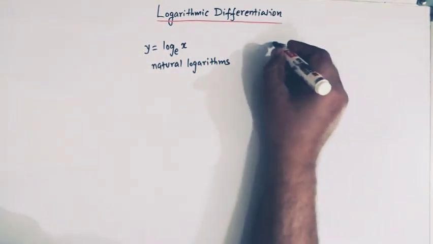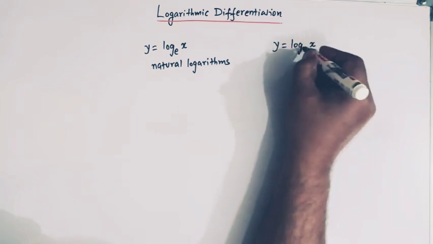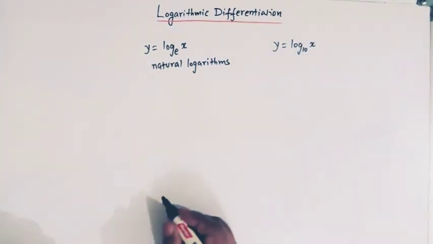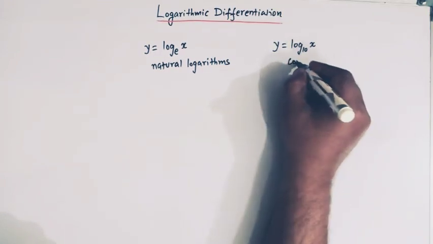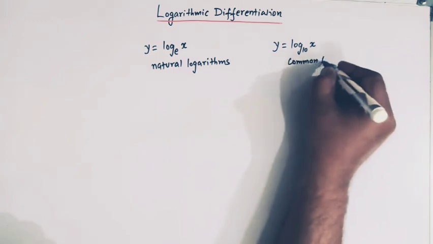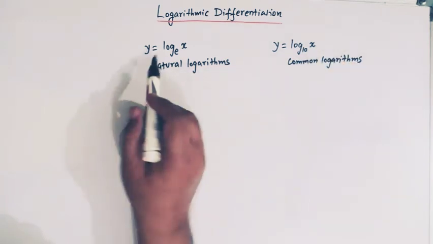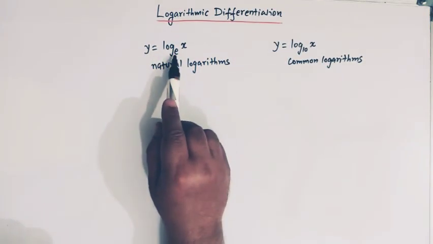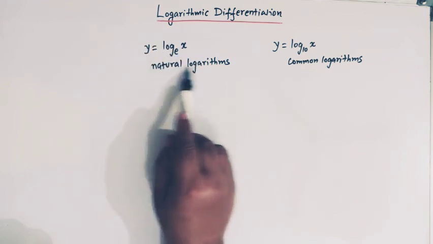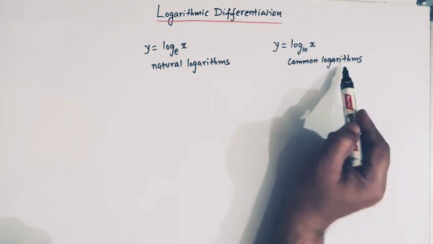And if we have y is equal to log of x, say the base is 10, then this is called the common logarithm. So we have here two types of log. When we have the base e, it is called the natural logarithm. When we have base 10, it is called the common logarithm.